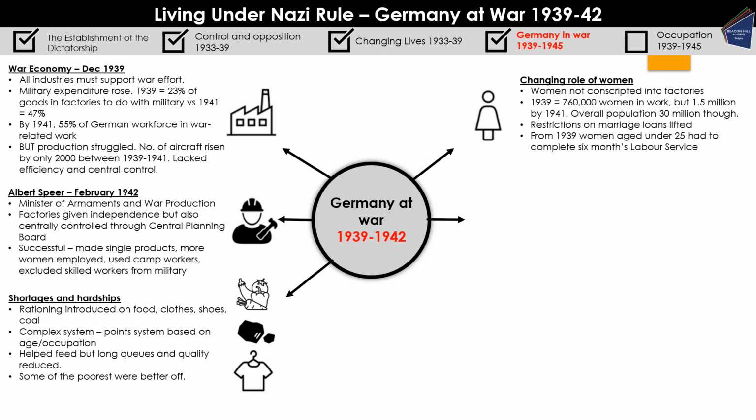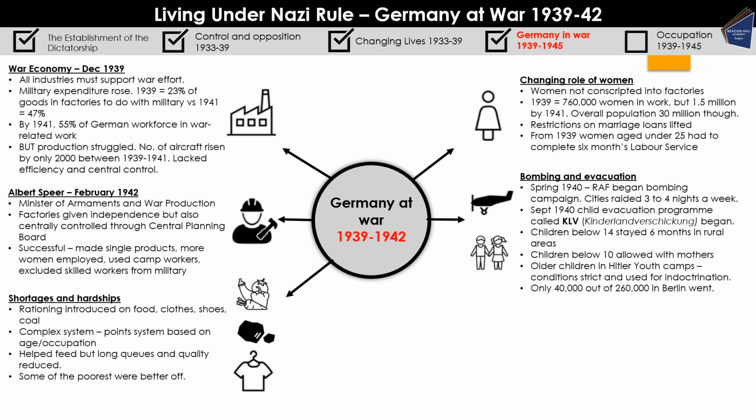The restrictions on the marriage loans, which stated that women had to give up their job, was lifted in the hope that that would encourage more women back to work. And from 1939, women aged under 25 had to complete 6 months labour service, which was again trying to plug the gaps of the men at war.